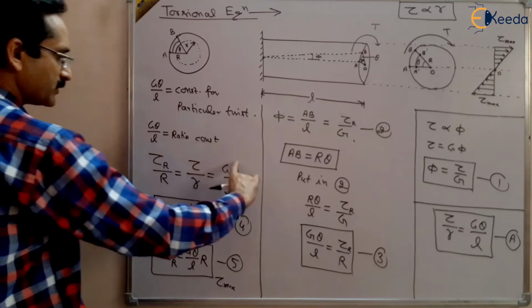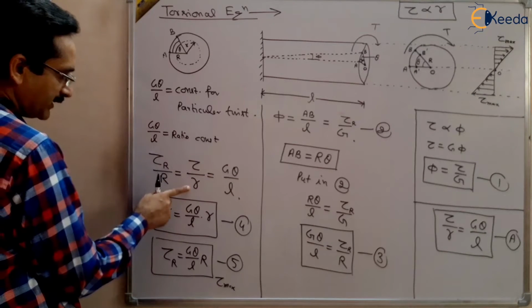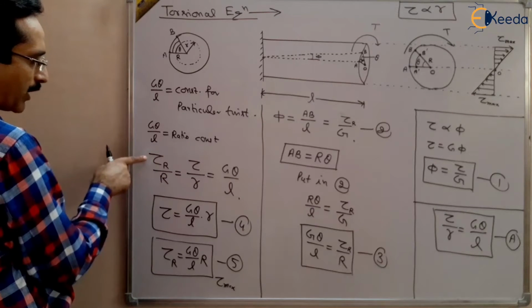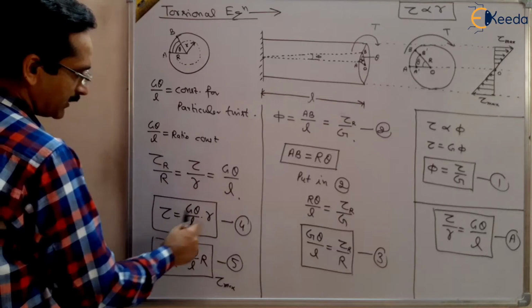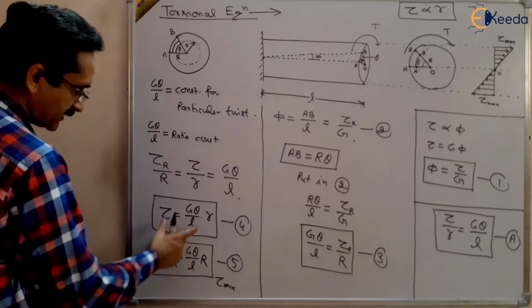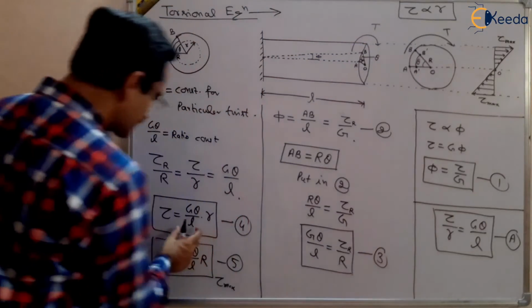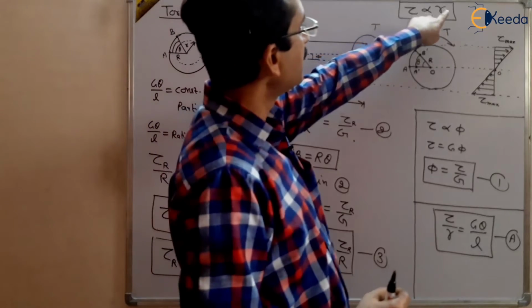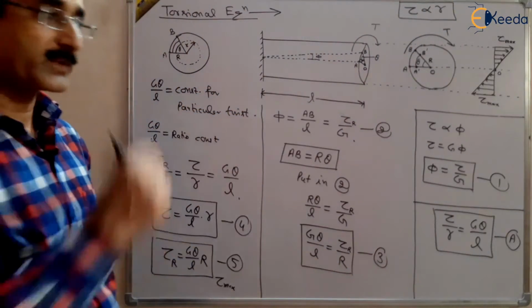And if this ratio is constant, then this ratio will also be constant. At any radius the shear stress will be tau. At outer radius shear stress will be tau r. So we have generalized it that shear stress will be equal to G theta by L into r. So by this we can say that tau is proportional to r because G theta by L is constant. So tau is proportional to r. It means shear stress is varying linearly from the center.